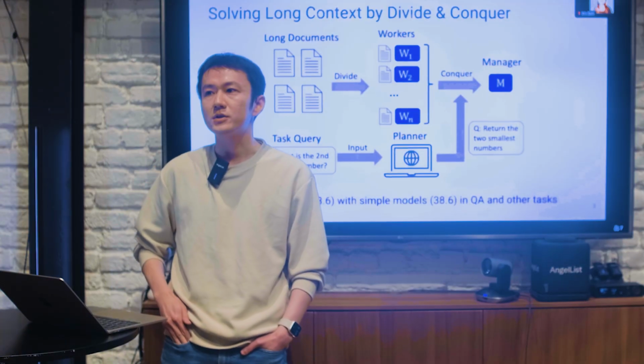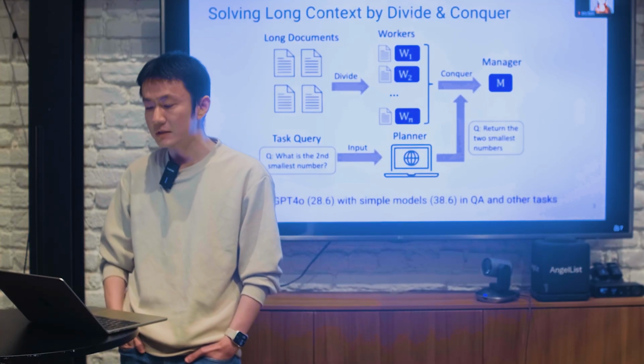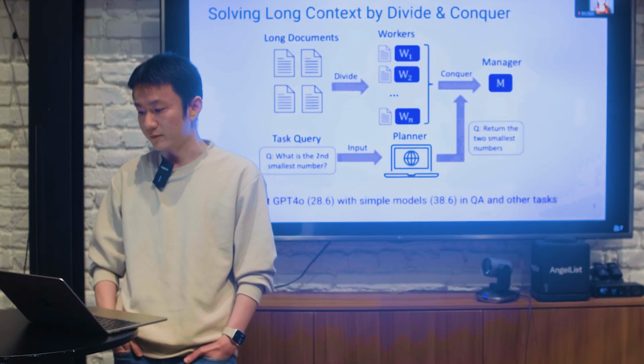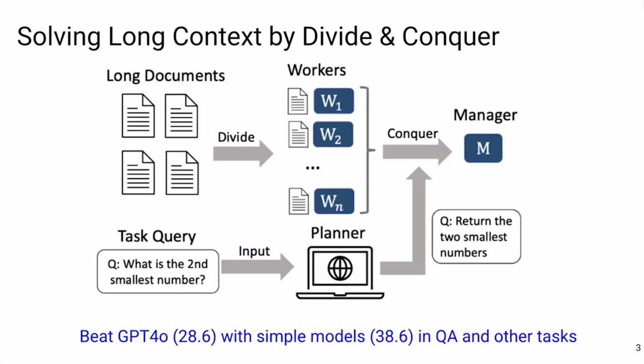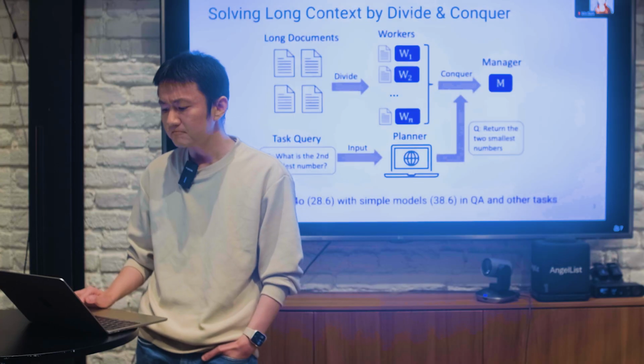To understand this question, we come up with a very simple framework we call divide-conquer agents. So for a long context document, we divide it into chunks, and we assign each worker to one chunk. The responses of each worker will be aggregated for a manager agent to come up with a final answer. And we have another planner agent who decides the job for each worker and manager agent.